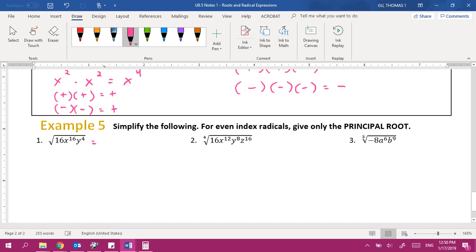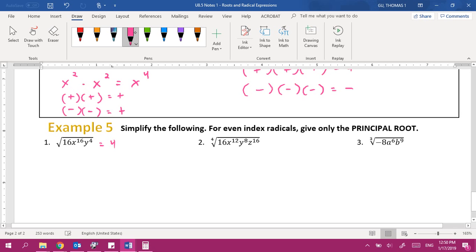X to the 4th. Why x to the 4th power? Because you're multiplying 2 by... Oh no, it'd be 8. It would be 8. That's right. What is the index right here? Okay, never mind. It's a 2, right? Because you don't see it there.